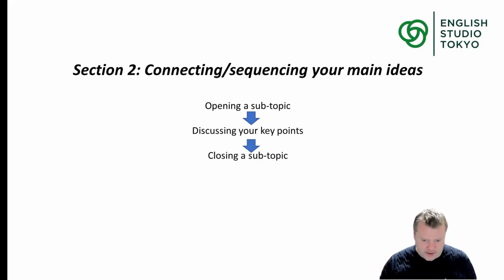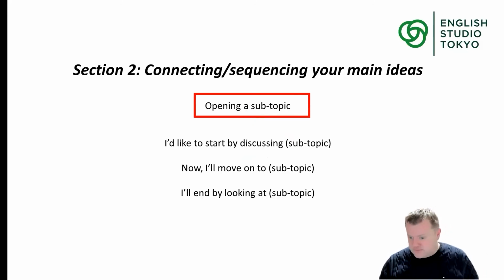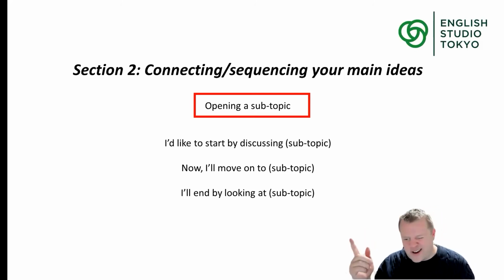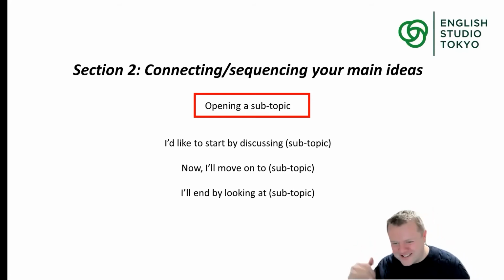So opening a subtopic, pretty simple. I'd like to start by discussing, talk about it, close it. Now I'll move on to subtopic 2, talk about it, close it, and then I'll end by looking at subtopic 3. Here are just some really basic ones, okay? Of course there are more choices, but if you're a beginner and you're not so confident giving a presentation, just use these 3. They're going to get you through most presentations.